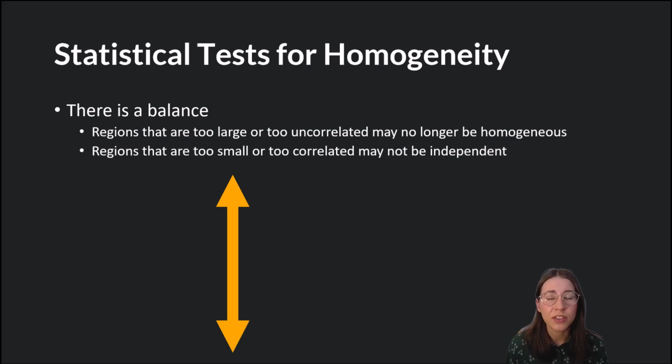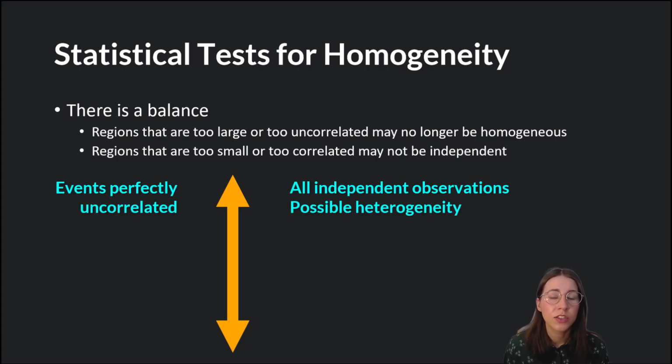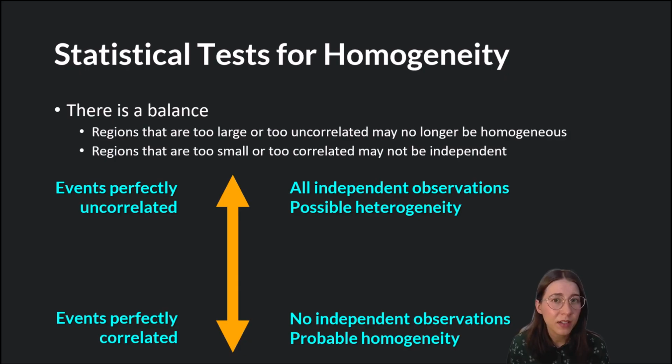When considering a region, there's a continuum of relatedness. Regions that are too large or too uncorrelated may no longer be considered homogeneous. Regions that are too small or too correlated may not be independent, which breaks our assumptions of IID in our data. So on one end of the spectrum, we have events that are perfectly uncorrelated, which means that all observations are completely independent, which means that they might be heterogeneous. On the other end of the spectrum, we have events that are perfectly correlated, which means there are no independent observations, which means it is homogeneous, but it's not adding any information to our study.